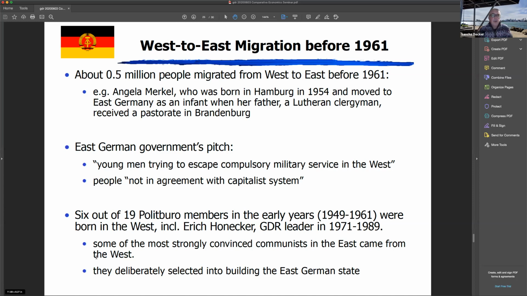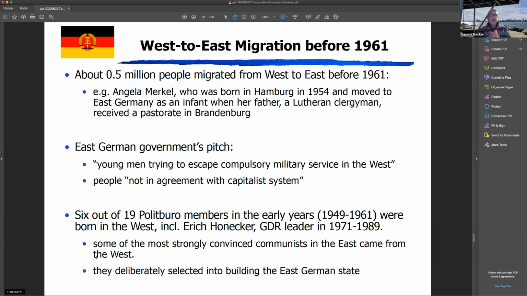She was born in Hamburg, but her father was a Protestant pastor, and he received a pastorate in Brandenburg and also seems wanted to help in the east. And then she as a child, alongside her parents, went there.